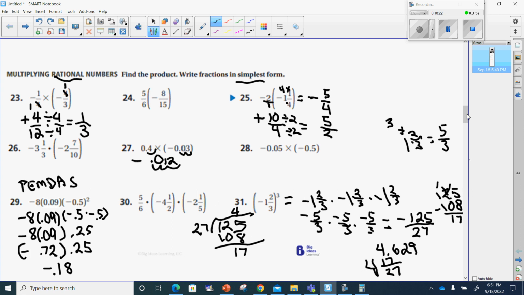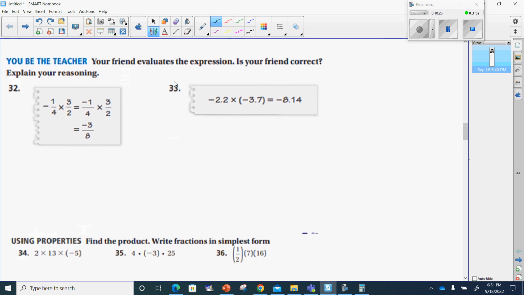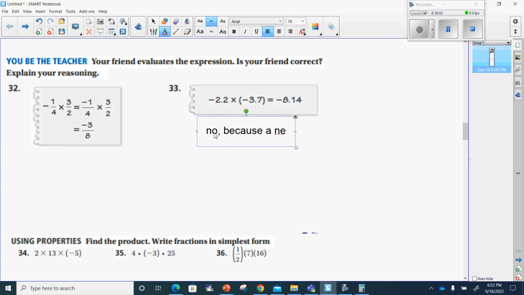Okay, let's go to number 33. Your friend evaluates the expression. Is your friend correct? Well, he says a negative times a negative is a negative. He's absolutely wrong. A negative times a negative will be a positive. Don't even have to do any work. No, because a negative times a negative is a positive.